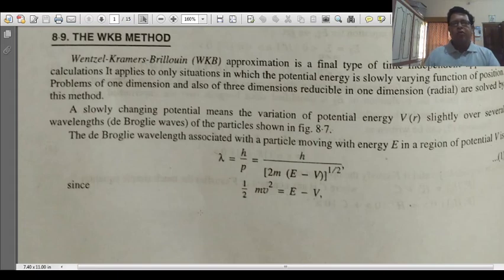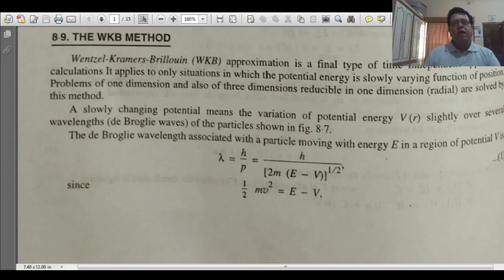Today's topic of lecture is the WKB method. The WKB method is named after the scientists Wentzel, Kramers and Brillouin, and in short it is called the WKB approximation. It is a time-independent approximation method.